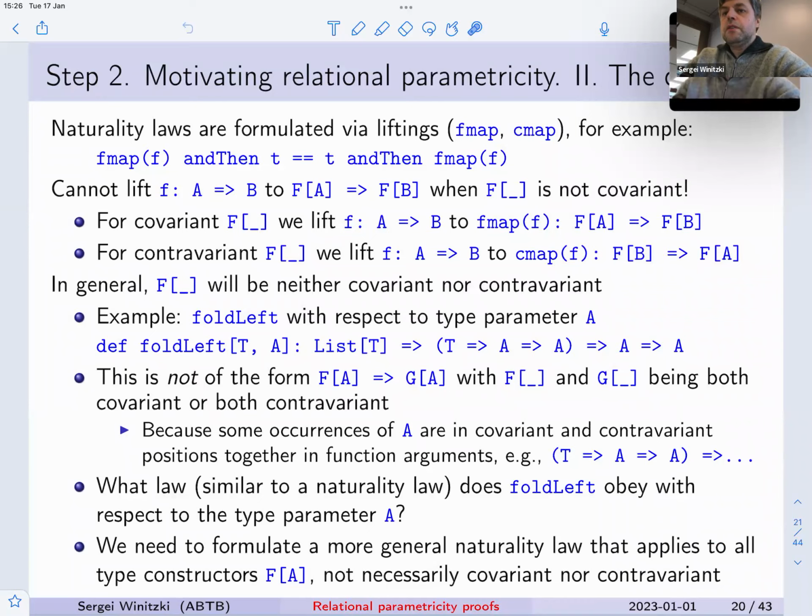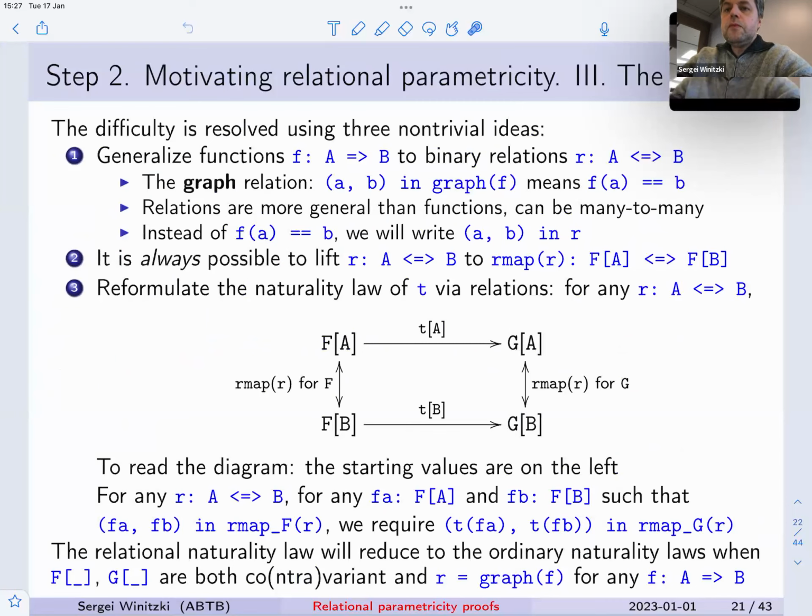Now, just to remind you that naturality laws express the programmer's expectation that the function code that is fully parametric works in the same way for all type parameters. Now, certainly we have the same expectation here, but how do we express that expectation in terms of a law, of an equation, or some other mathematical relation or expression? So the solution is based on three rather non-trivial ideas.